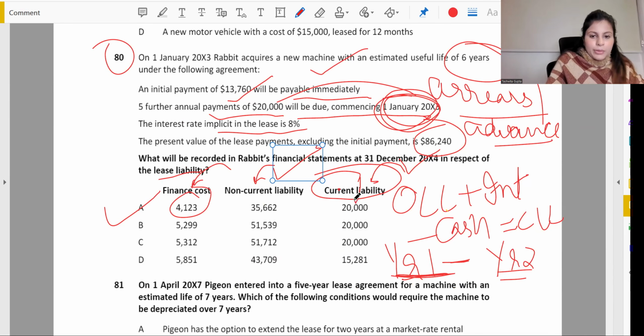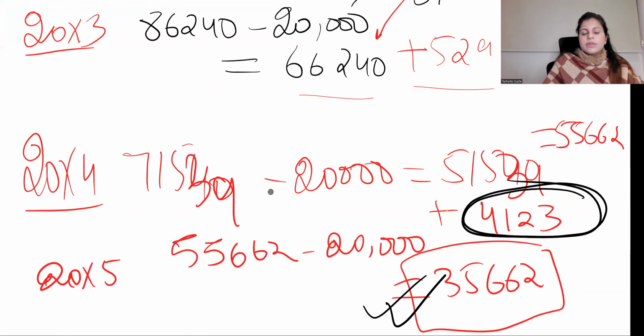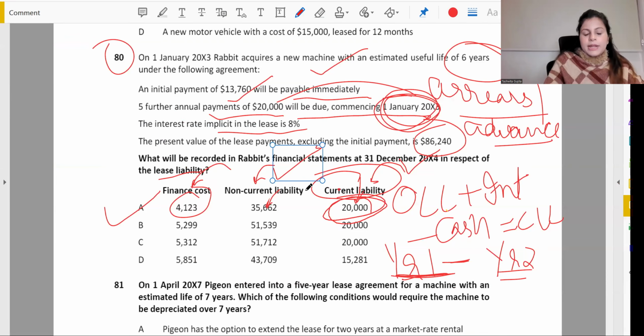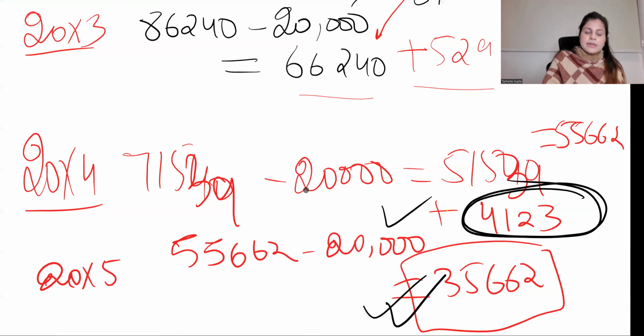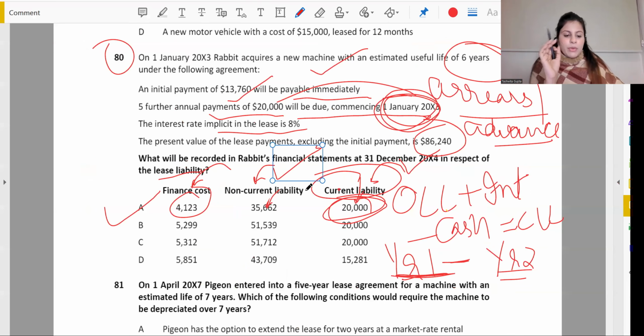So current liability would be 20,000, obviously the amount that is due in the next year. And the non-current liability would be the remaining. What is the non-current liability? 35662 is the non-current liability, and 20,000 is to be paid because you are paying it in advance. So that's your current portion. So my answer is A. The moment I see 4123, my search for this question would stop, because if I check my options, only one option has 4123.